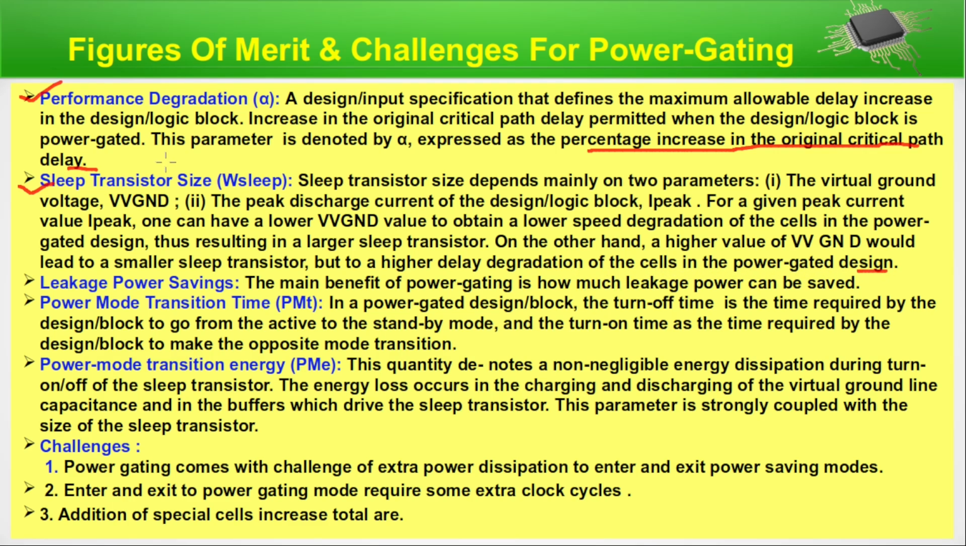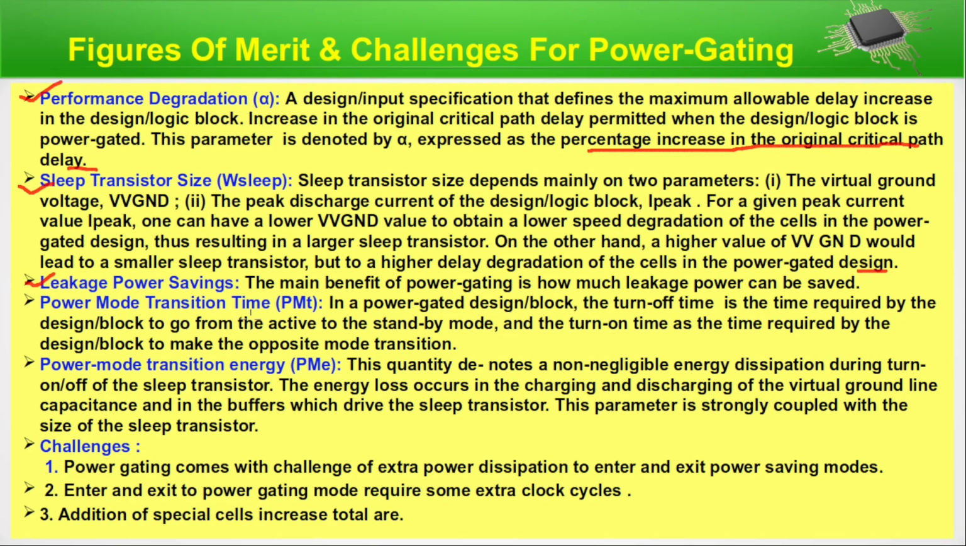So the sleep transistor size varies depending on the virtual ground value and peak current, and accordingly the performance of the circuit also varies because now the sleep transistor is part of the circuit. Now leakage power savings. The main benefit of power gating is how much leakage power can be saved. That is the benefit. That's why power gating was introduced.